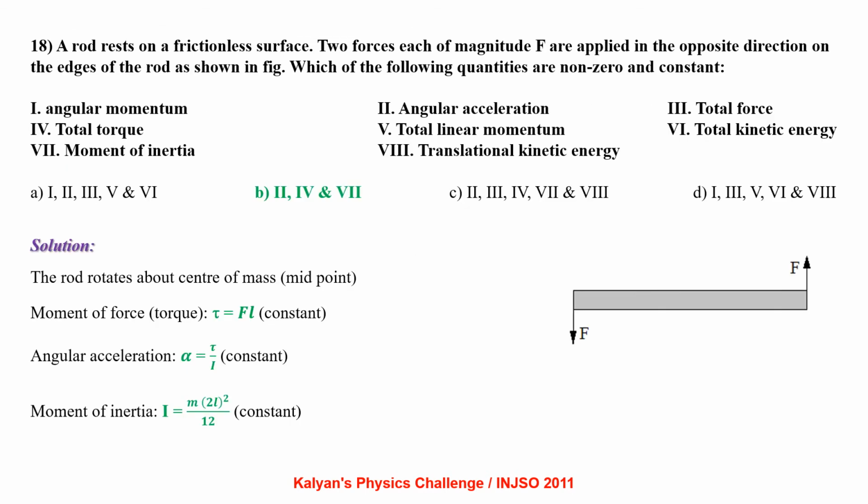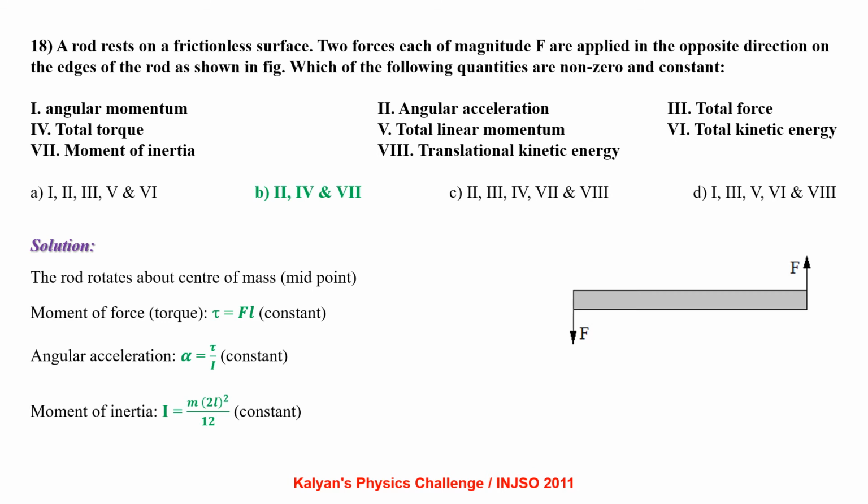A rod rests on a frictionless surface. Two forces each of magnitude F are applied in opposite directions on the edges of the rod as shown in figure. Which of the following quantities are non-zero and constant? Angular momentum, angular acceleration, total force, total torque, total linear momentum, total kinetic energy, moment of inertia, translational kinetic energy.